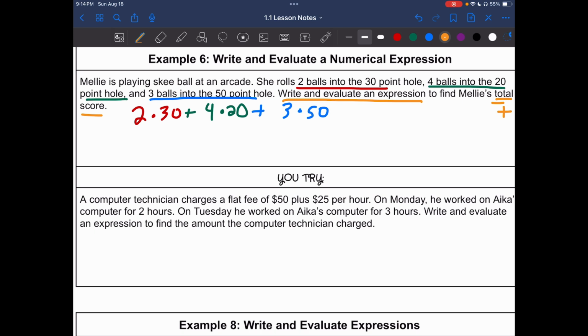So now we are going to evaluate. We wrote the expression. Great. Now we need to evaluate it. We need to figure out what was Melly's total score when she was playing skee ball. So 2 times 30, that's going to give us 60. 4 times 20 gives us 80. And 3 times 50 gives us 150. So we're going to go ahead and add these together. 60 plus 80 gives us 140, plus 150 gives us 290.